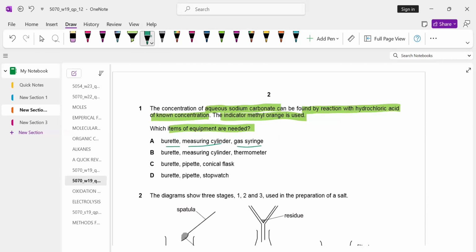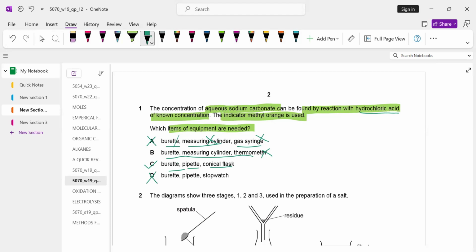So as I told you before, a measuring cylinder isn't used to measure the accurate volume of sodium carbonate and the acid, nor is the gas syringe used. Only the burette is used, so that's why option A is incorrect. Then option B says burette, measuring cylinder, thermometer. No. Then option C says burette, pipette, conical flask. Yes, so option C seems correct. And option D says burette, pipette and stopwatch. Stopwatch is not needed. So option D is also incorrect.